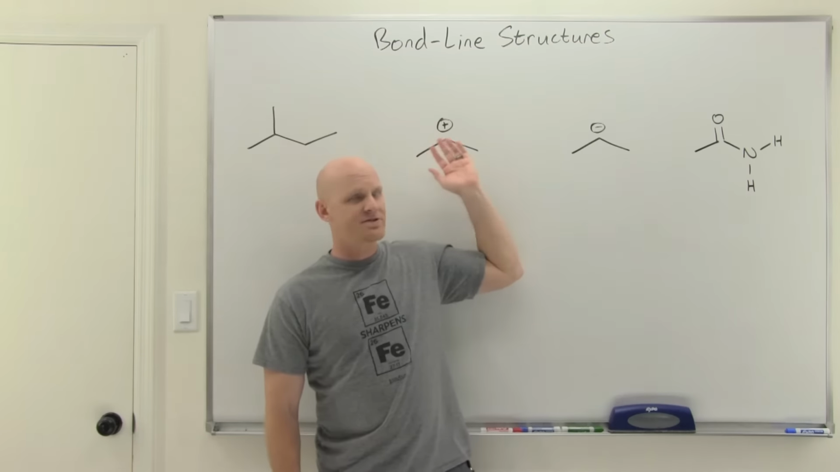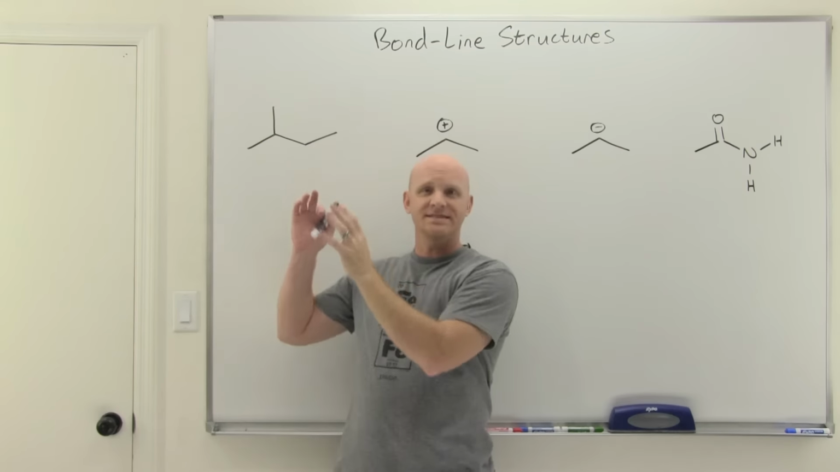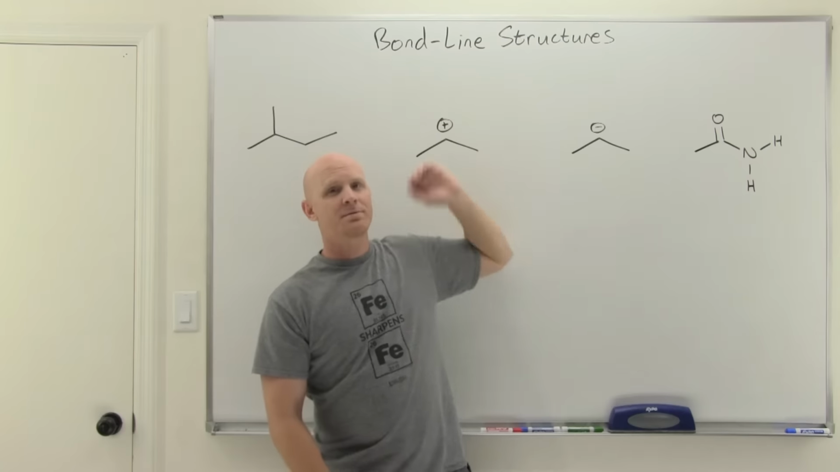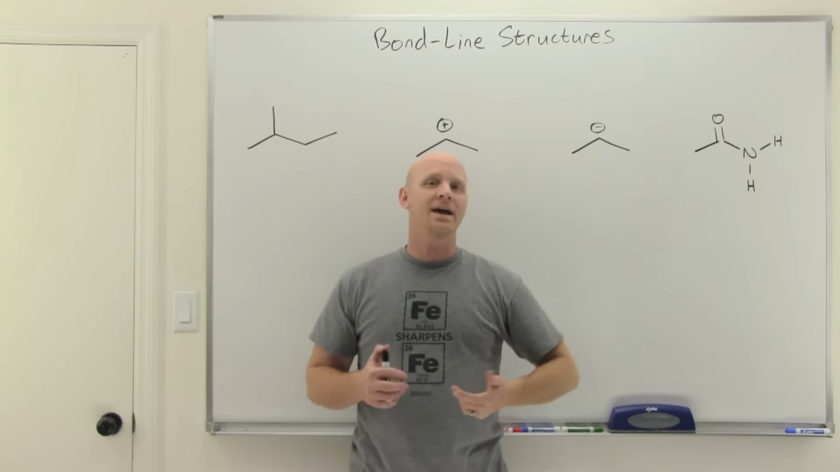Bond line structures, that'll be the topic of this lesson. And we've just covered condensed structures. And after this, we'll move on to talking about functional groups and resonance. But the topic of this one's going to be bond line structures, also called line angle structures as well.